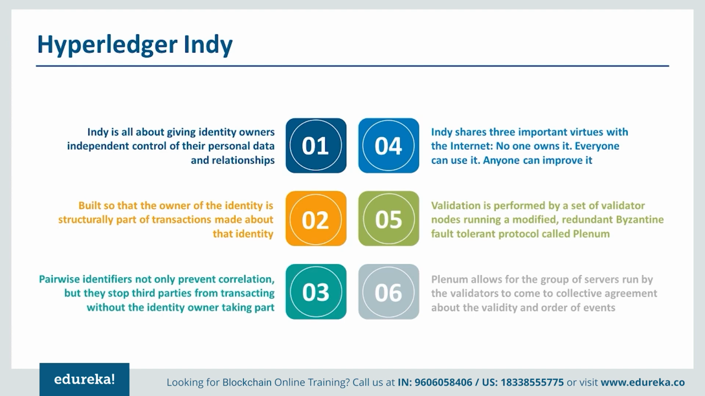Validation is performed by the set of validator nodes running a modified redundant Byzantine fault tolerant protocol called Plenum. So this is the consensus algorithm which is used in Hyperledger Indy. It is called Plenum. It is a variant of Byzantine fault tolerant protocol. Plenum allows the group of servers run by the validators to come to a collective agreement about the validity and order of events. So in each and every implementation, you will find some unique consensus algorithm, and that's the key distinguishing factor of any blockchain. It will have a different way of achieving consensus.